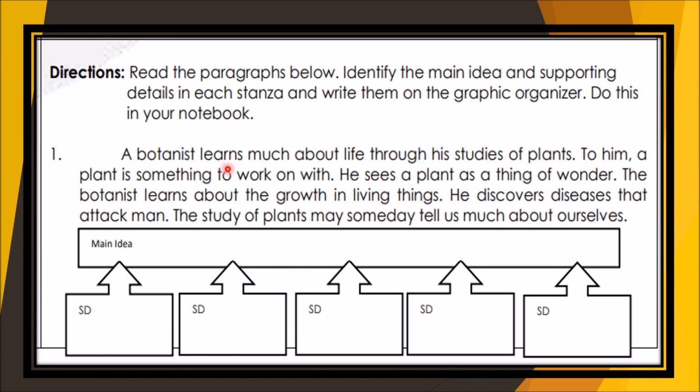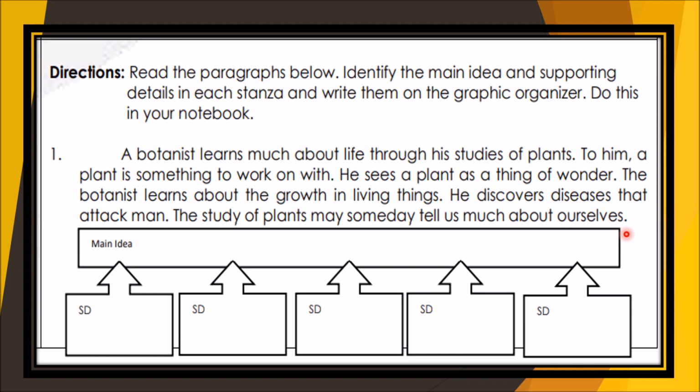A botanist learns much about life through his studies of plants. To him, a plant is something to work on with. He sees a plant as a thing of wonder. The botanist learns about the growth in living things. He discovers diseases that attack man. The study of plants may someday tell us much about ourselves.